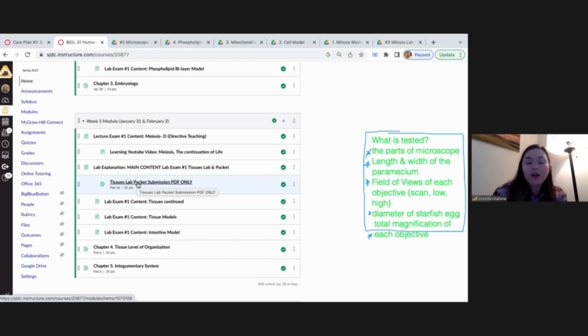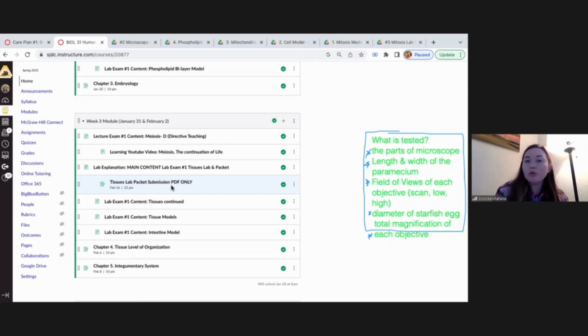They are, meaning there's some stuff from them on the test. But the majority of the testing bulk is this tissues packet. So if you get ahead this weekend and you get all your packets mostly filled out, like 90%, maybe you have one more question on them.